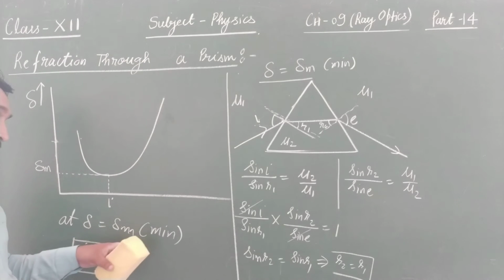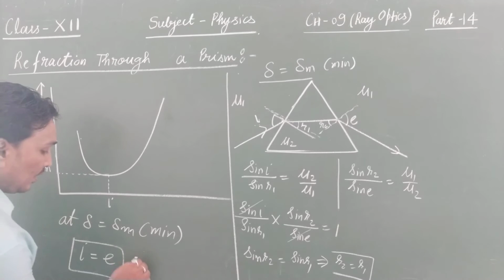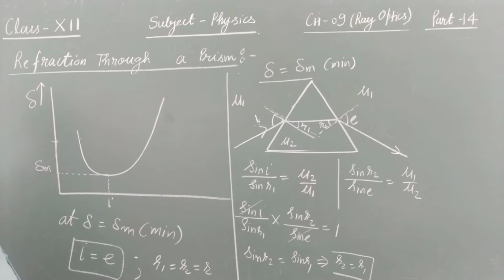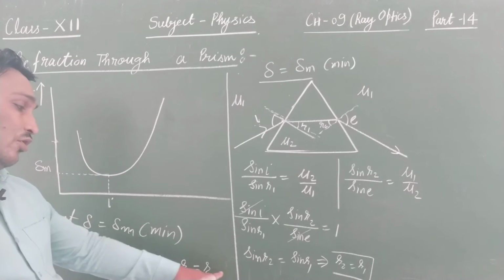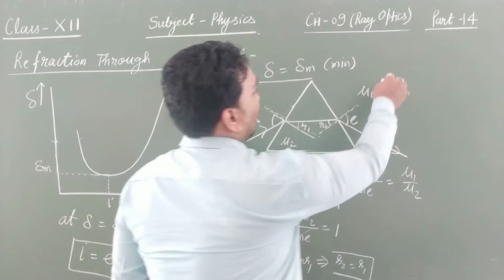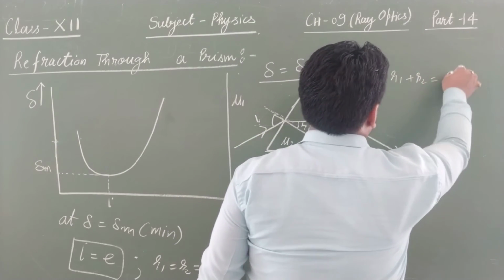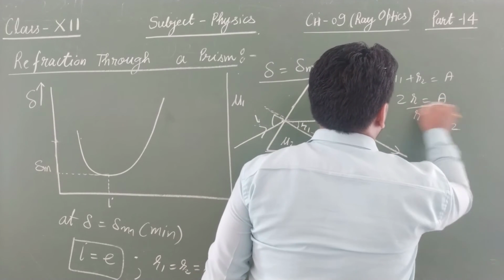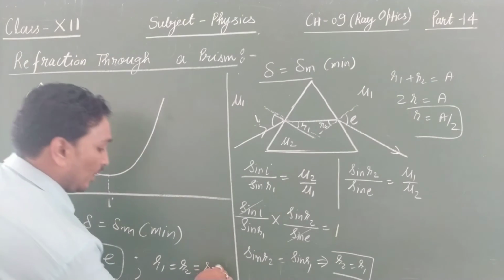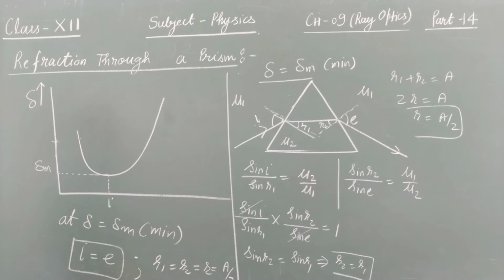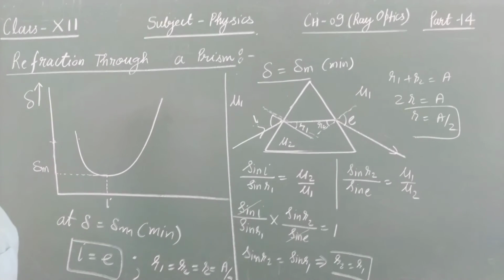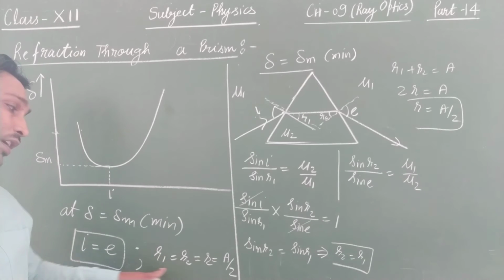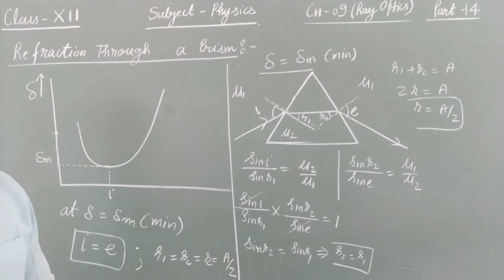When the angle of deviation is minimum, the angle of incidence is equal to the angle of emergence, and R1 is equal to R2. If we suppose it as R, so you must have remembered that R1 plus R2 was equal to capital A. Both are equal to R, so it will be 2R is equal to A. So R will be equal to A by 2. So these are the important conclusions. When angle of deviation is minimum, angle of incidence is equal to angle of emergence, and both the angles R1 and R2 will be equal, and it will be equal to A by 2.